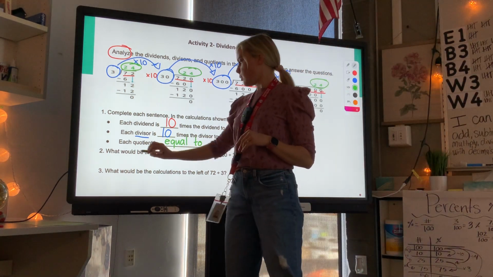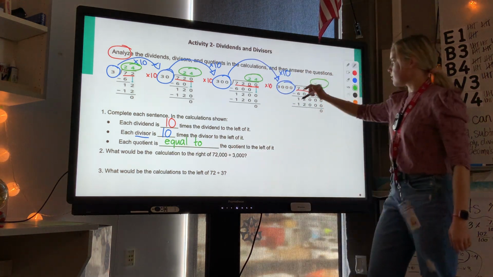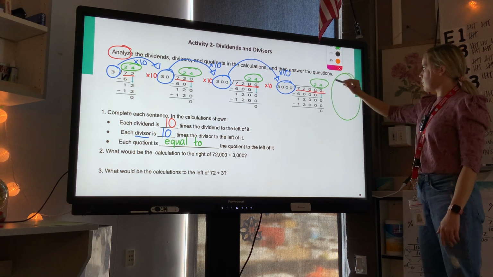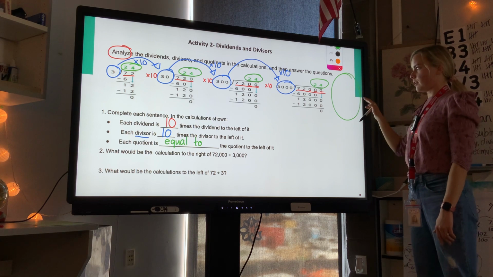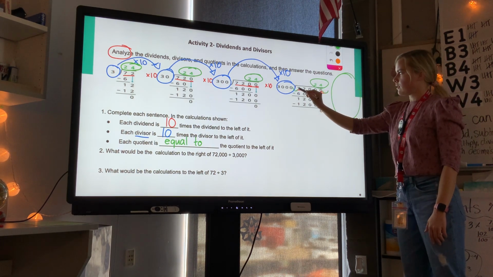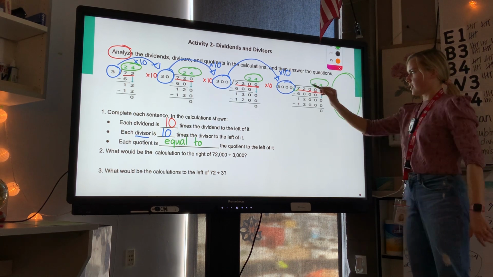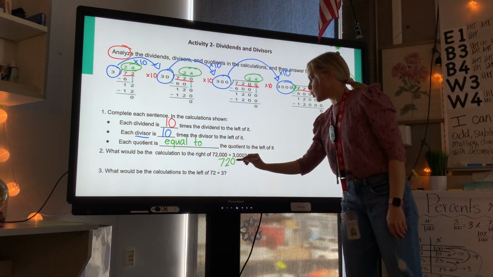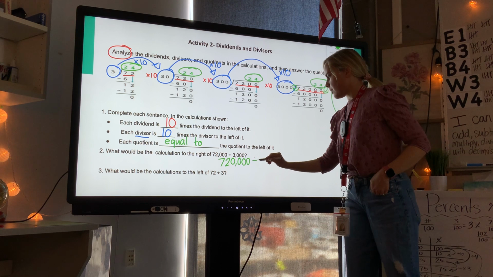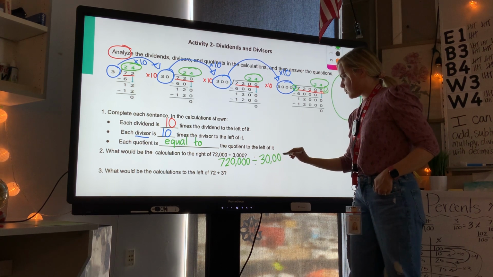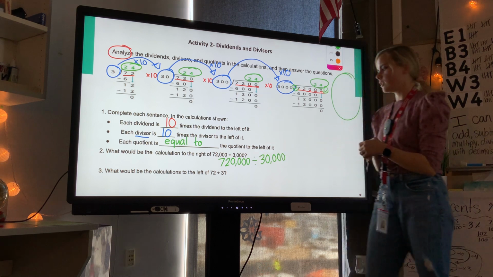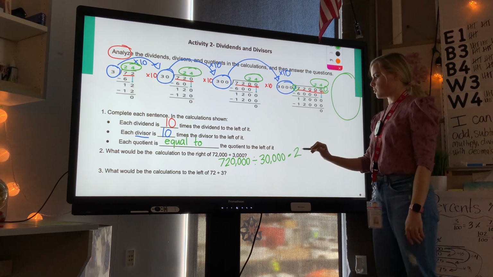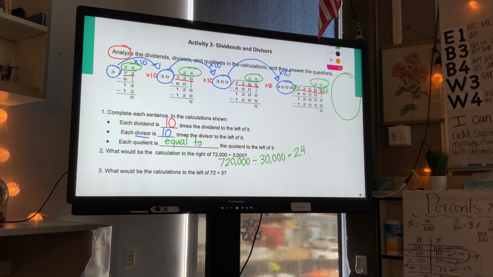Then number two says, what would be the calculation to the right of 72,000 divided by 3,000? They're saying what division problem would be to the right of it. Meaning if I times it by 10, what would the division problem be? So if I times it by 10, I just add a zero to both the dividend and the divisor. So now I would have 720,000 divided by 30,000. It's like I just moved the decimal to the right one time for both. I know if I do that to both of them, my quotient is going to be the same. So my answer would also be 24. So that's the division problem that would go to the right of it.